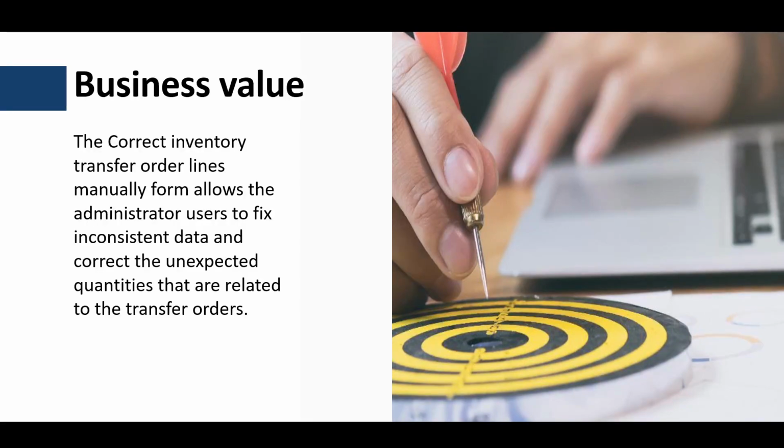Definitely, this will reduce the time users spend fixing the data corruption and streamline the supply chain management process with zero downtime. The correct inventory transfer order lines tool utilizes predefined logic that can identify and correct the data corruption from the user interface, without the need to run data fix scripts or to engage someone who has technical knowledge.